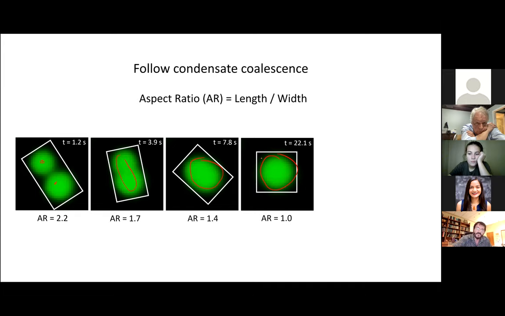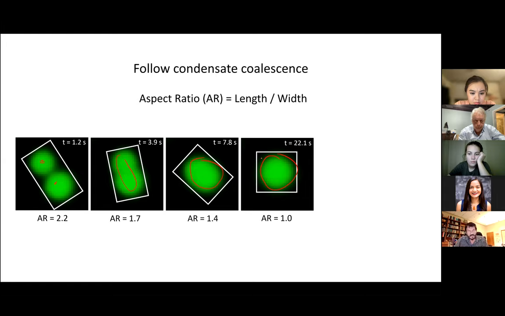And from that, we can make an estimate. This is what the surface tension is. We can estimate the viscosity just by understanding the physics of this coalescence. We just have to understand the mechanics of the coalescence. It's just a simple problem. It's driven by the surface tension. It's resisted by the viscosity. And it's just a simple equation of motion to study this.